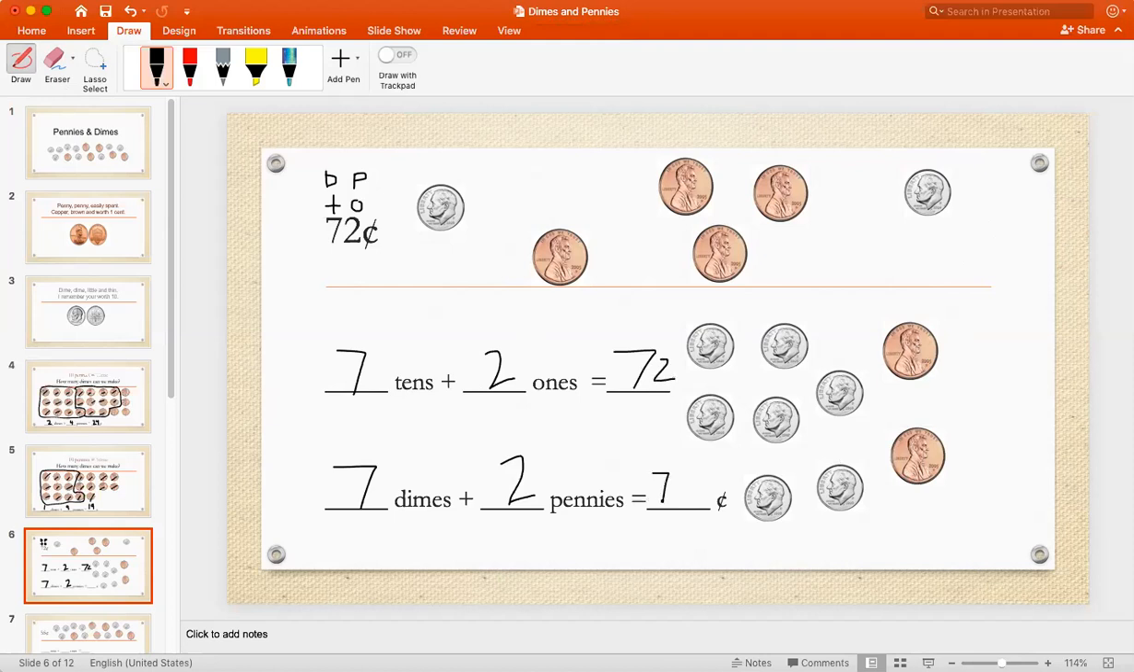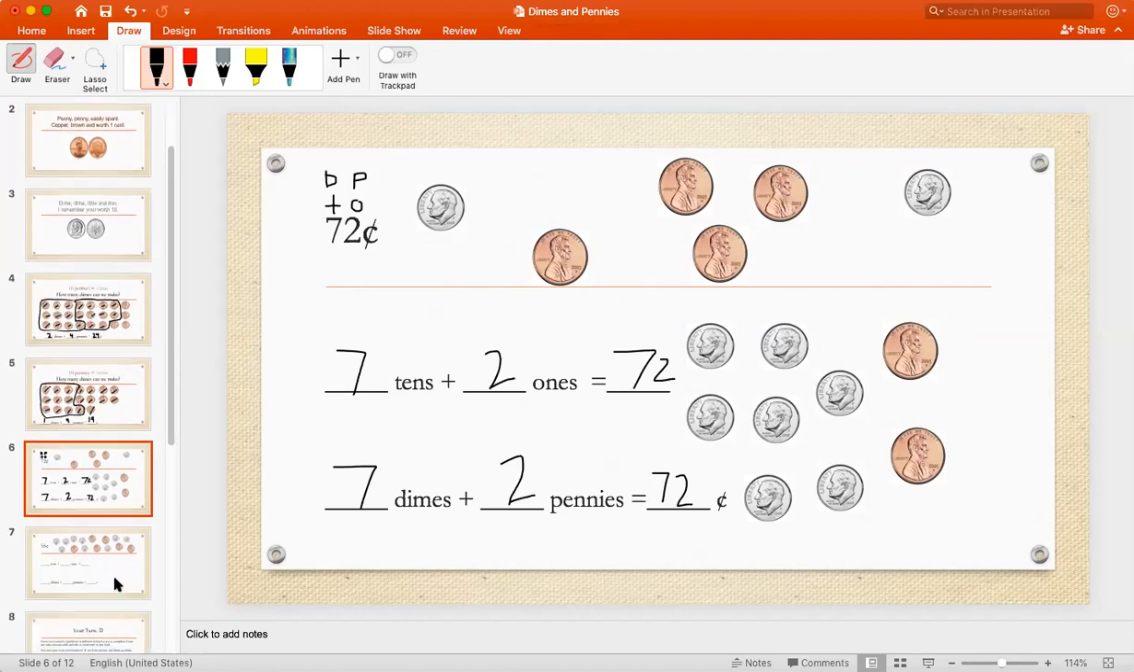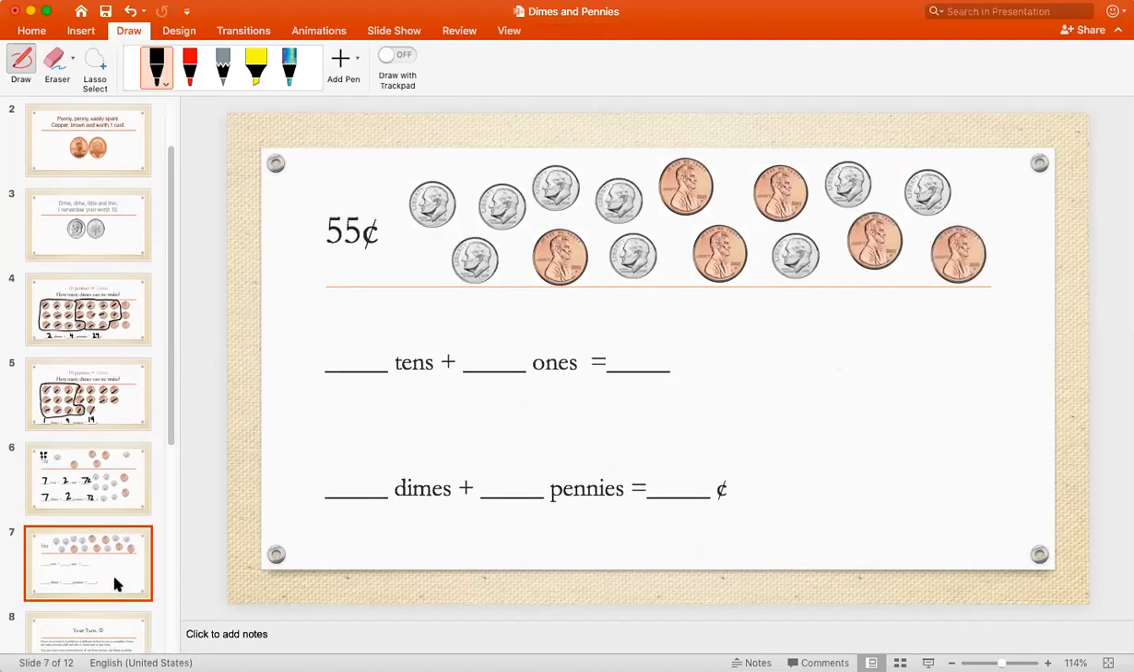And we have 72 here. Down here, because we're talking about dimes and pennies, we would say 72 cents. All right, next slide is very similar. Okay, so first thing, locate the tens and the one spot, 2, T-O.